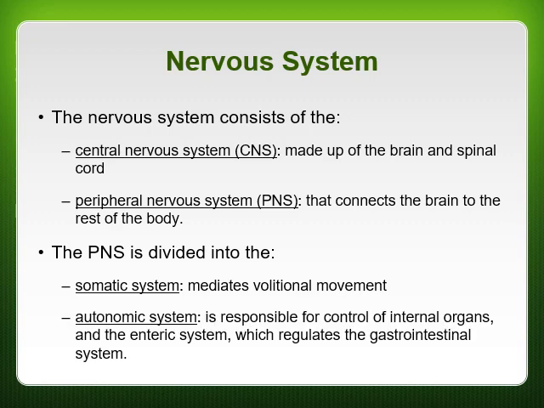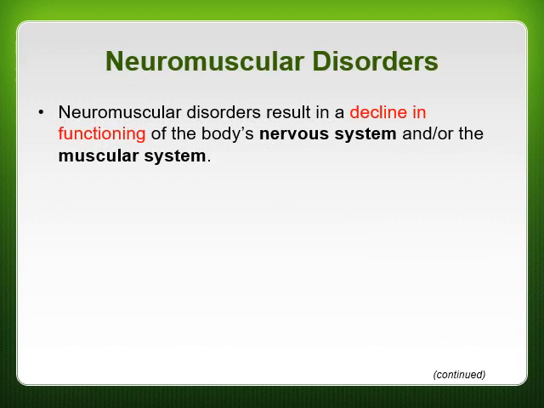And then your autonomic system, that is going to be your non-voluntary stuff. Internal organs, the enteric system, which regulates your gastrointestinal system. Again, those are things that we don't have conscious control of. So the peripheral nervous system breaks down into those two, the somatic and the autonomic. So we find out what it is.